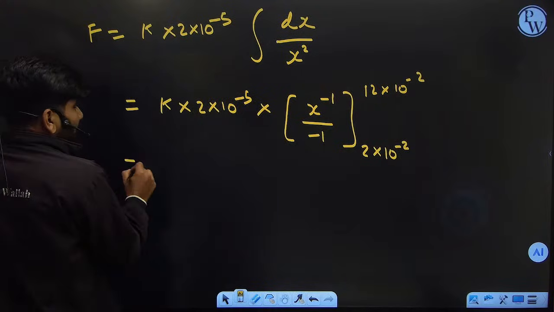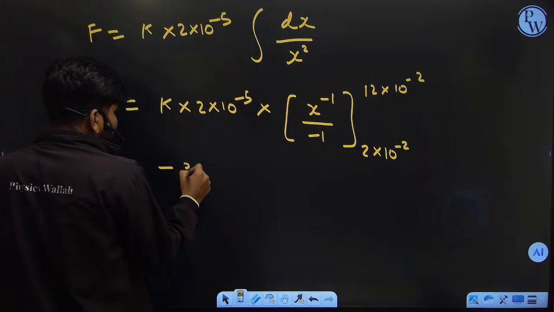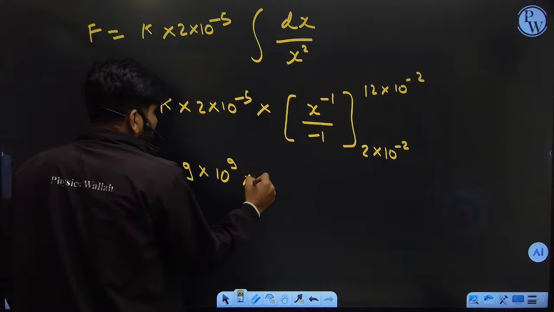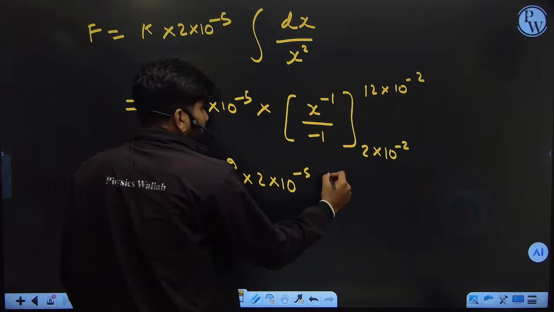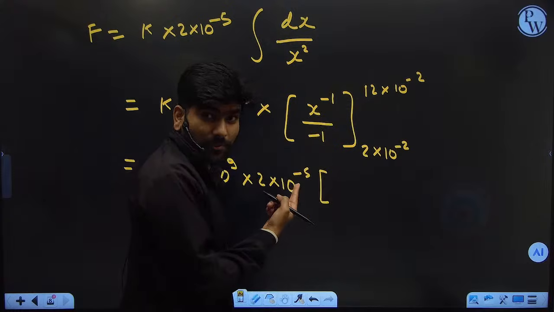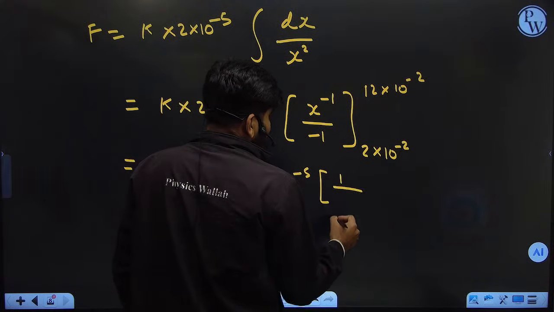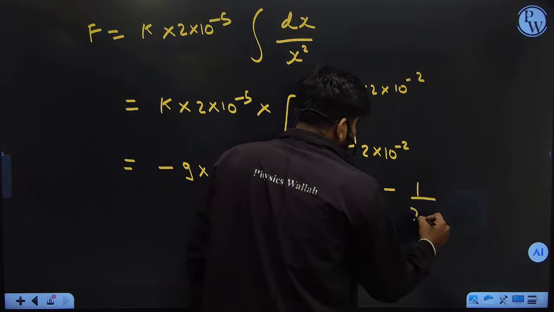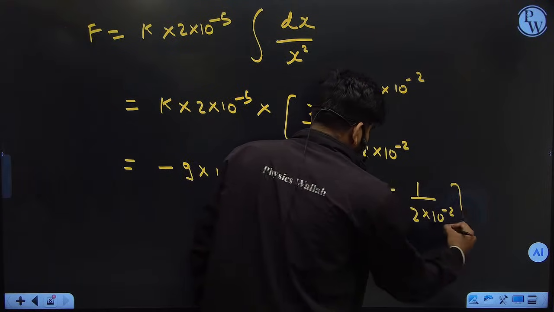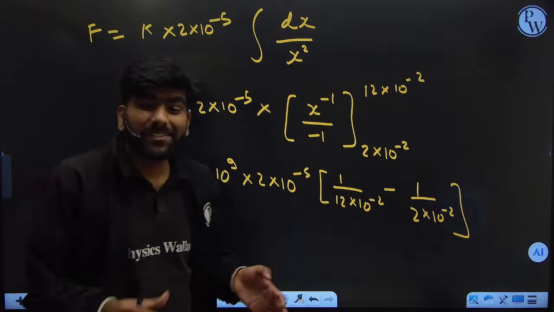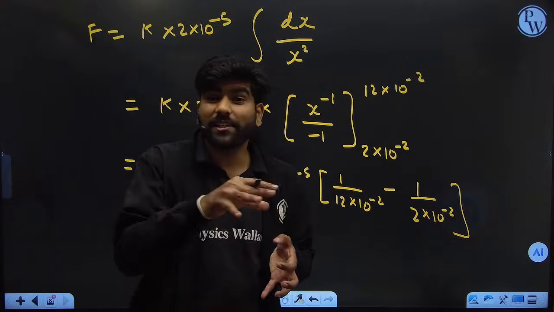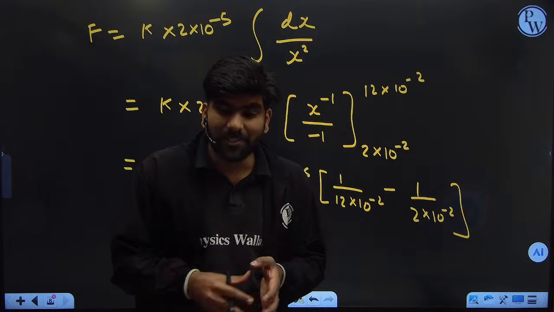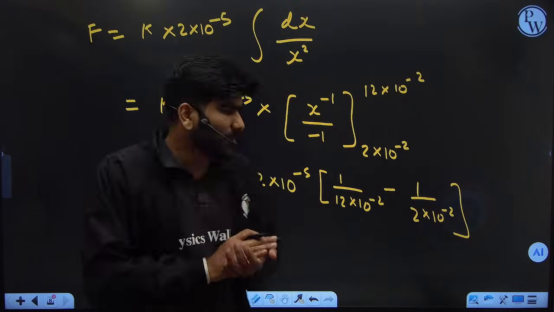Now I can take the minus sign out, k being 9 into 10 raised to the power 9, 2 into 10 raised to the power minus 5, 1 by x, because x to the power minus 1 is 1 by x. We are going to get 12 into 10 raised to the power minus 2 minus 1 by 2 into 10 raised to the power minus 2. Okay. Now, I can understand this question is a bit lengthy, but technically it's a moderate level question. It's not tough, only a bit of calculation is there.